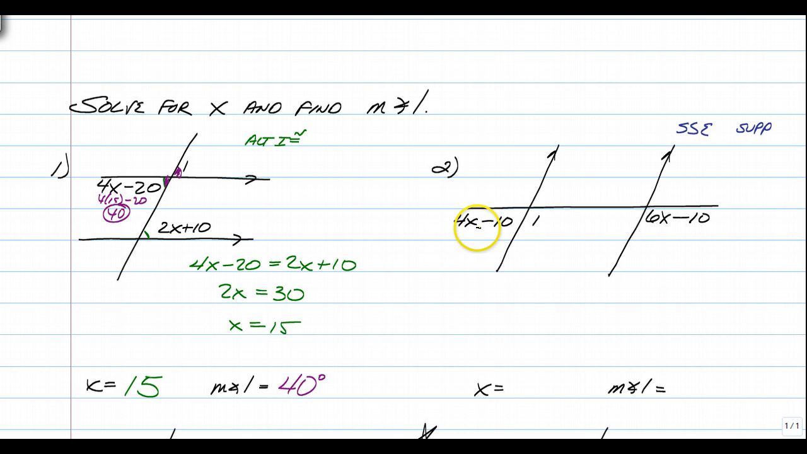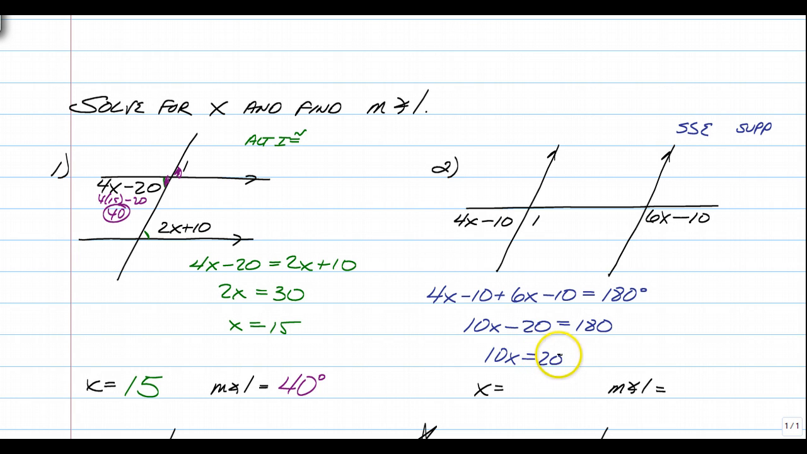So again, we'll step you through this one. Add these two together. So 4x minus 10 plus 6x minus 10 is equal to 180 degrees because they are supplementary. Fix this side up a little bit. You get 10x minus 20 is equal to 180. And just take it from there and solve. 10x is equal to 200. So x is equal to 20.